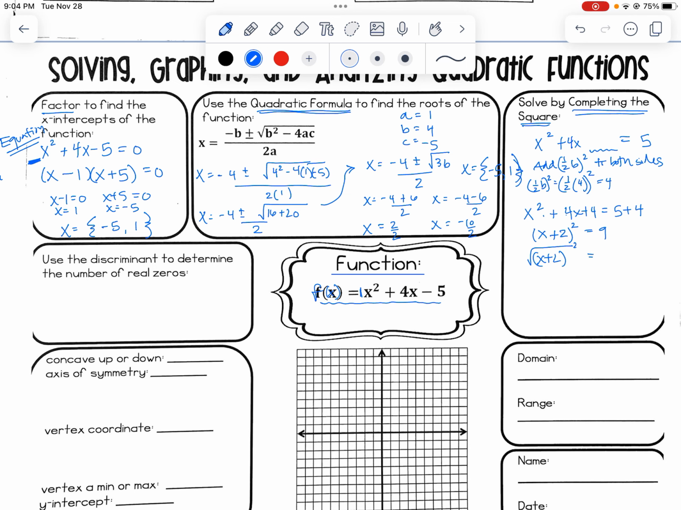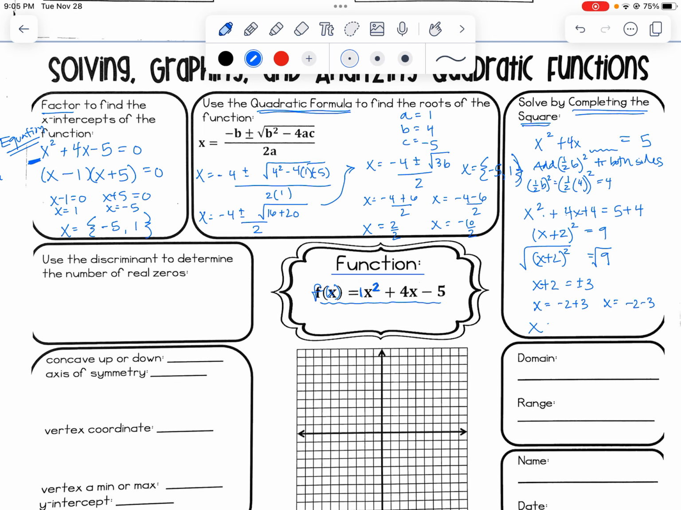Oops, x plus 2, let me delete that. Erase that little part. X plus 2 quantity squared equals 9, I can take the square root of both sides, and I get x plus 2 is equal to plus or minus 3. Now the plus or minus 3 is really important because I want to have two answers. Why? Because this function is squared, which means it is going to have two roots. So x is equal to negative 2 plus 3, and x is equal to negative 2 minus 3.